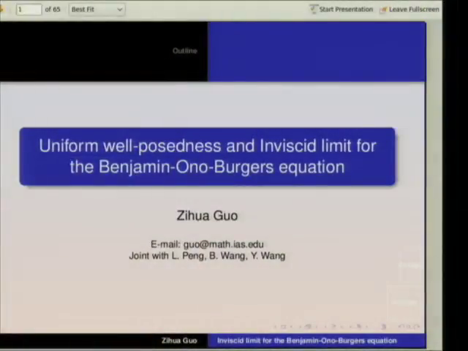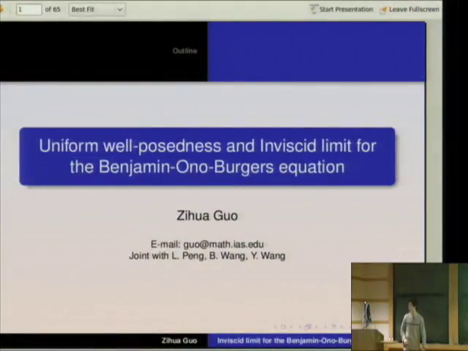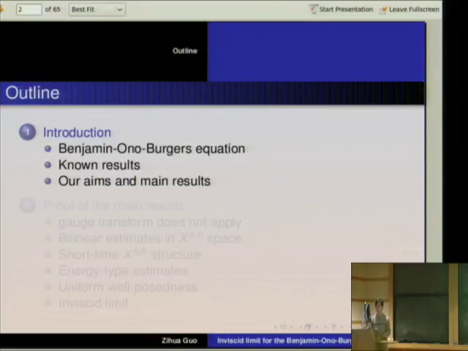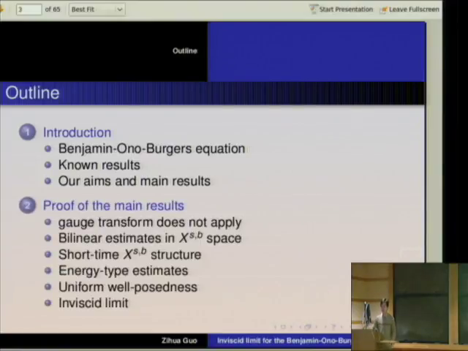I'm going to talk about the uniform well-posedness and the inviscid limit for the Benjamin-Ono-Burgers equation. My talk consists of two parts. In the first part, I will give some introduction and the background on the problems. And in the second part, I will explain the ideas in the proof.